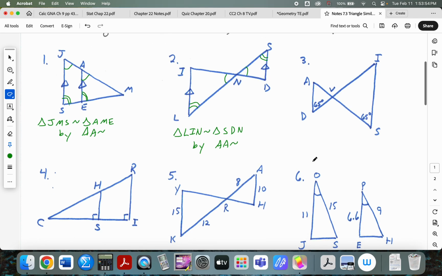All right, let's look at this one. This time we don't have any parallel lines, but we have something we had in the last one. What's the same thing we had in the last one?